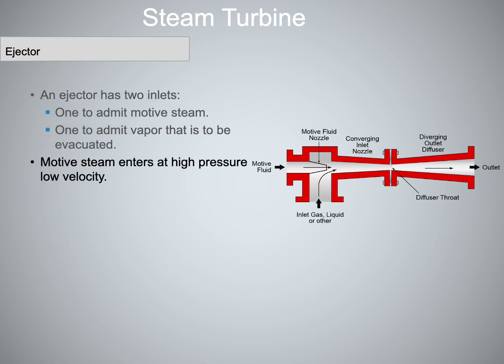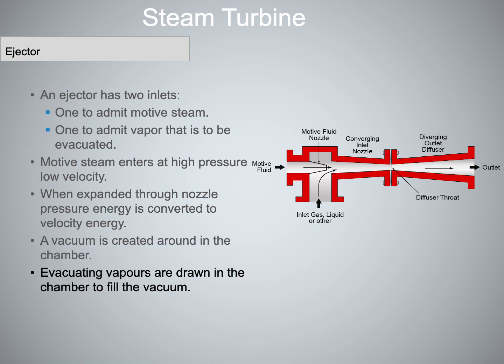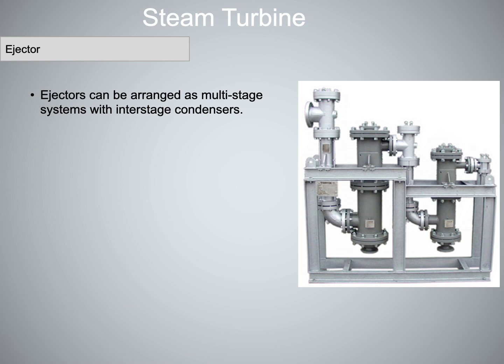Motive steam enters at high pressure, low velocity. When expanded through the nozzle, pressure energy is converted to velocity energy. A vacuum is created in the chamber. Evacuating vapors are drawn into the chamber to fill the vacuum. Motive steam and evacuating vapors are mixed in the chamber and pass through the diffuser, where some of the pressure energy is regained. Ejectors can be arranged as multi-stage systems with interstage condensers.